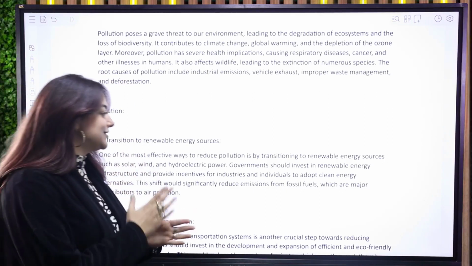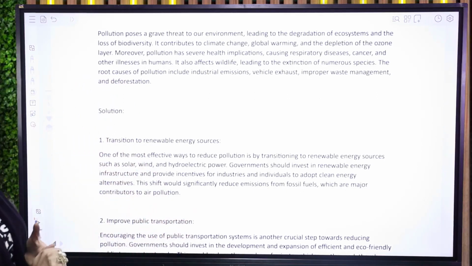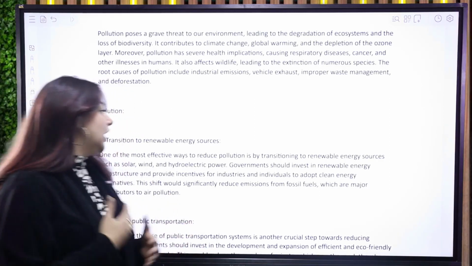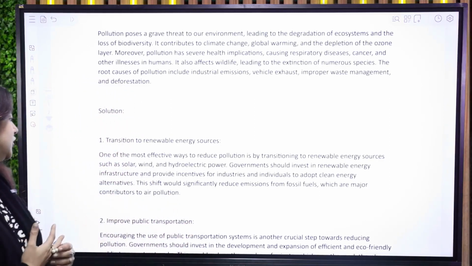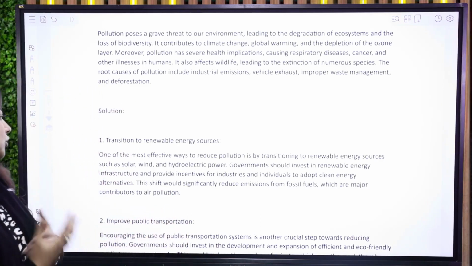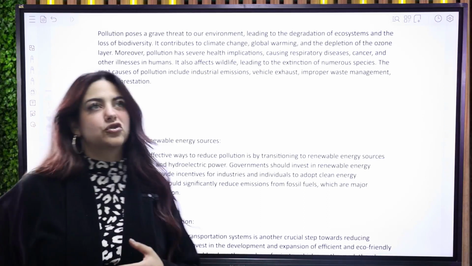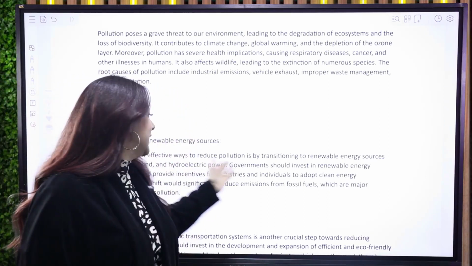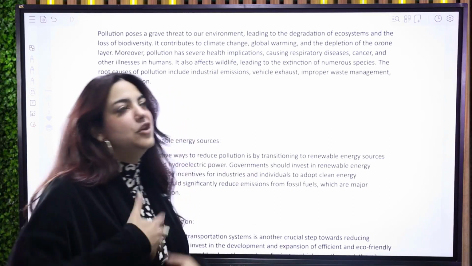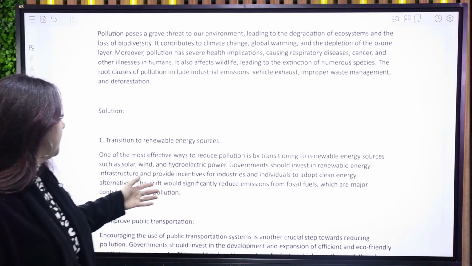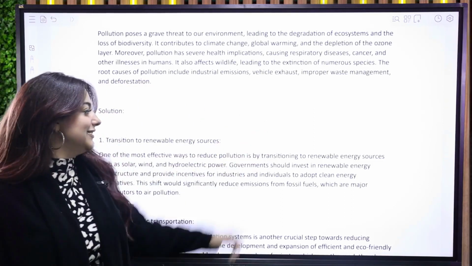Government should invest in renewable energy infrastructure and provide incentives for industries and individuals to adopt clean energy alternatives, like how to use solar energies, how to use solar cars like Tesla cars, hydroelectric power, things that are renewable, not dependent on electricity anymore. So government should invest in.